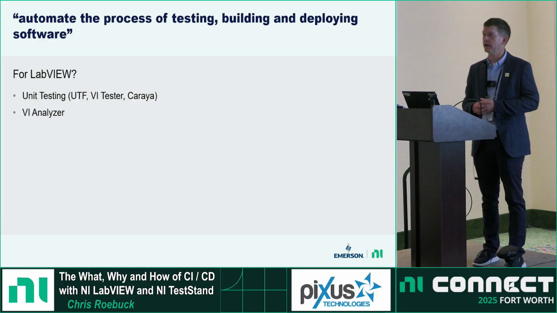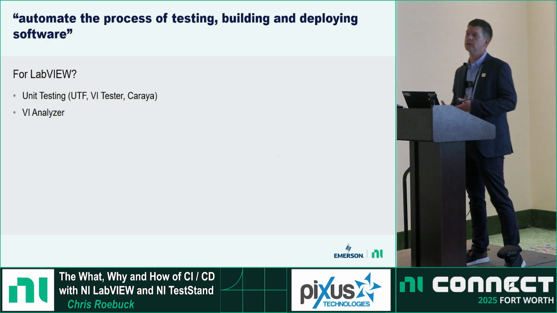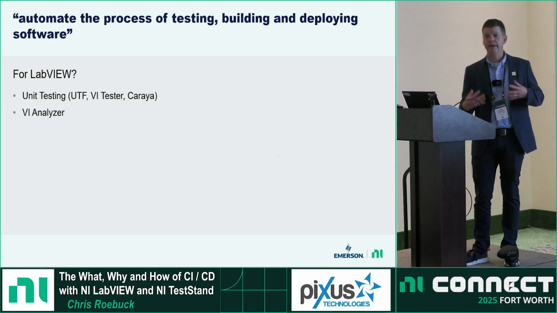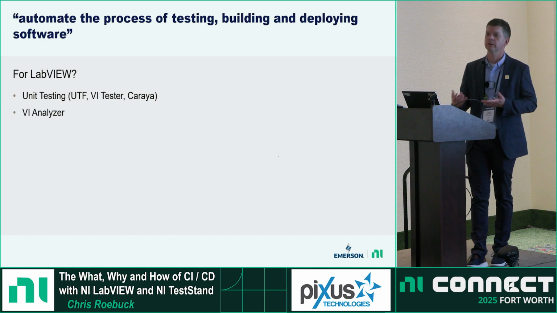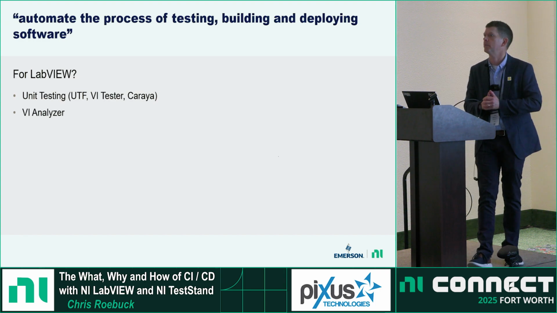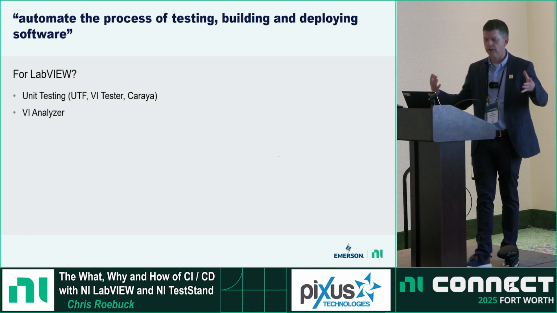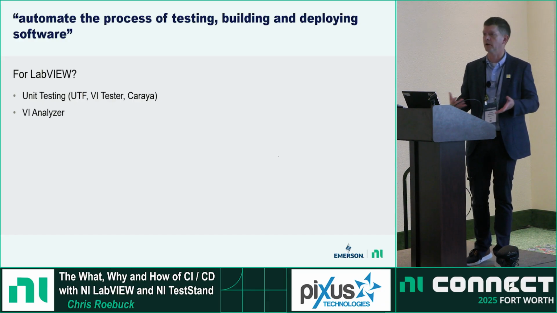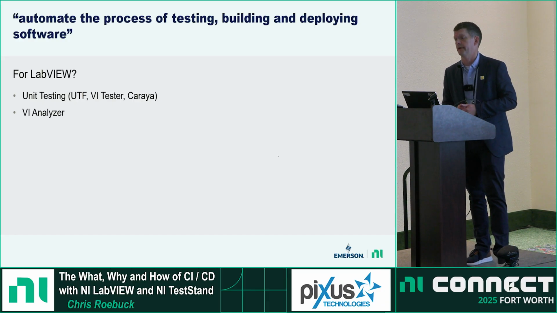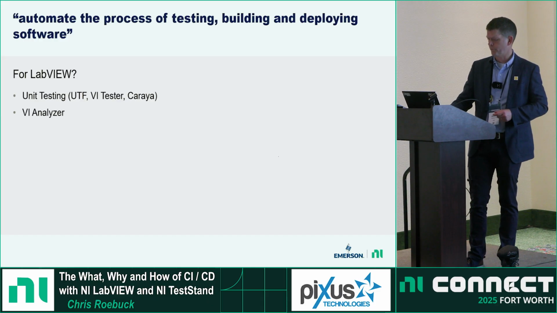Maybe we're using VI Analyzers, so we're perhaps doing static code analysis. We're looking at the actual structure of our block diagrams. We're checking them for, well, we're going to go into what we might be checking them for, but we're looking at the block diagram, we're looking at the properties of a VI, we're looking at the front panel of a VI, and we're applying some guidelines to them. So we're doing that automatically.